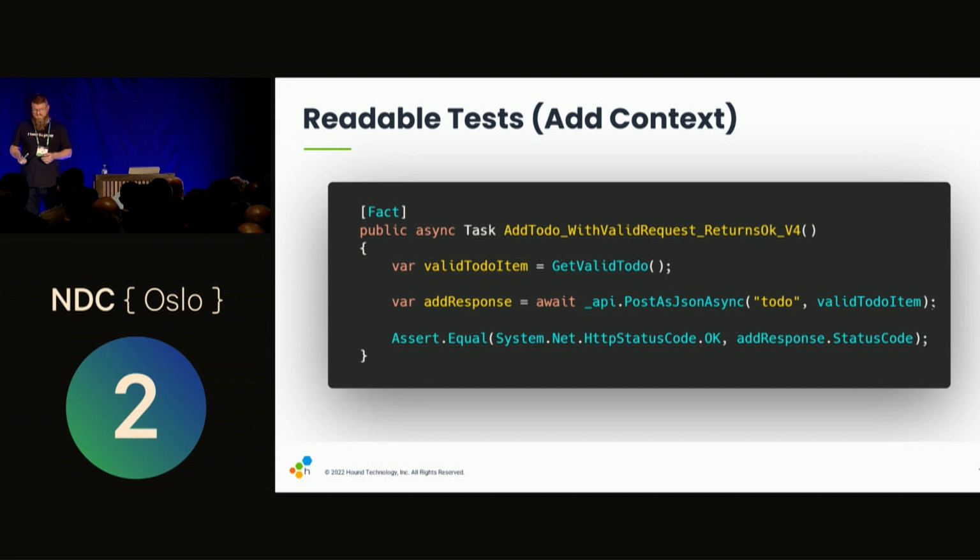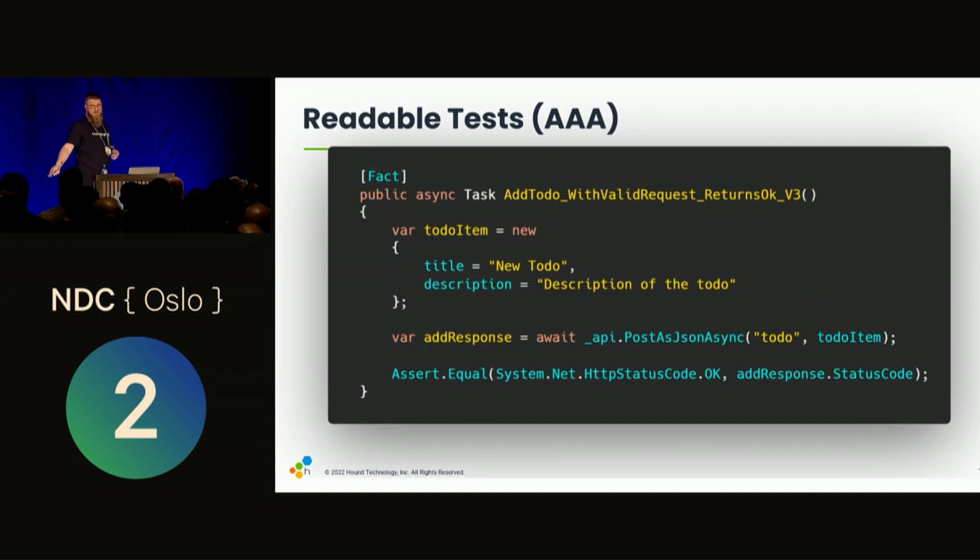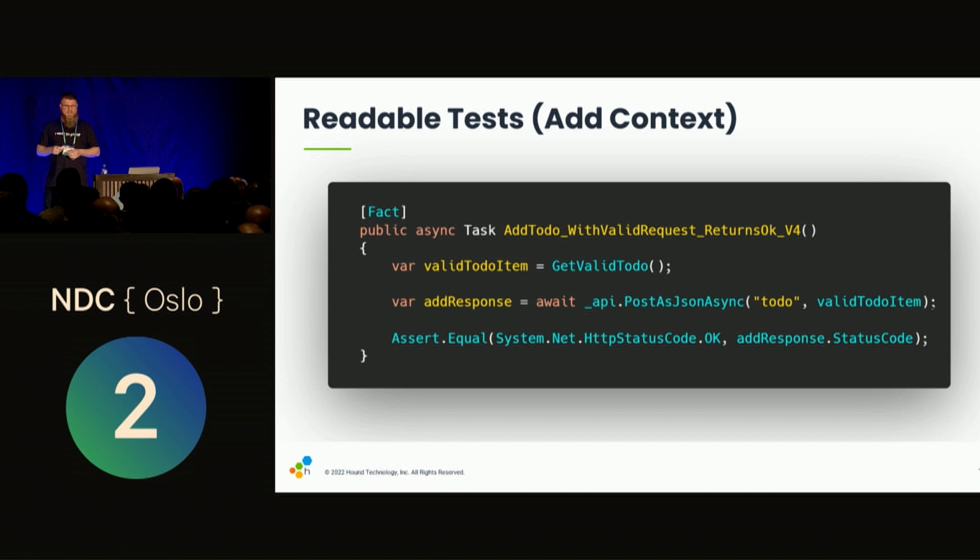Now let's add some context, because the values from that object aren't important. What's important for this test is that we've got a valid to-do. We don't care that it's got those two properties. Those aren't really important to us. And this is called evident testing. Make sure your test only includes the things that are important to your test.